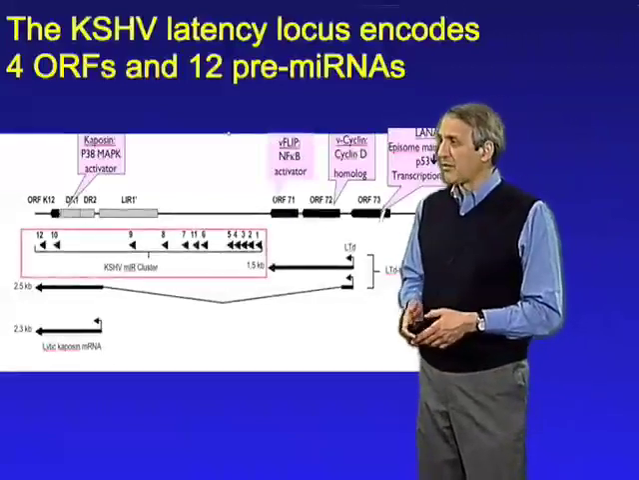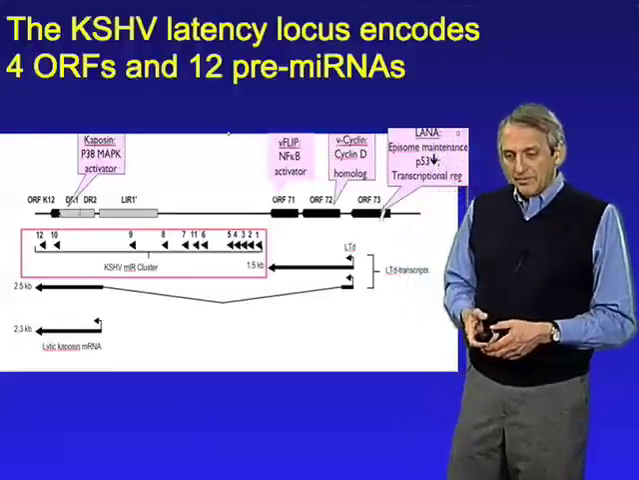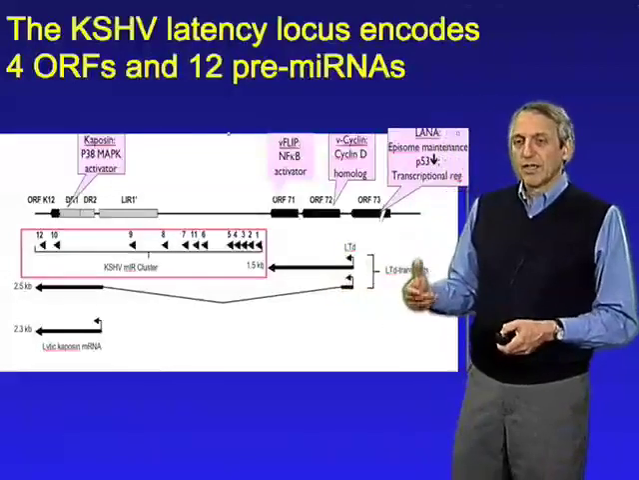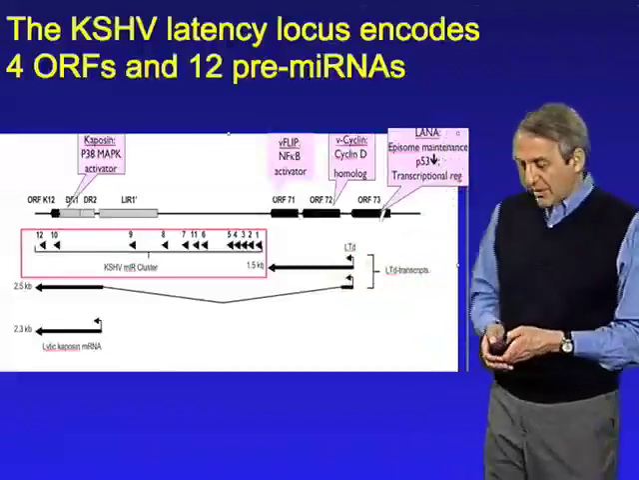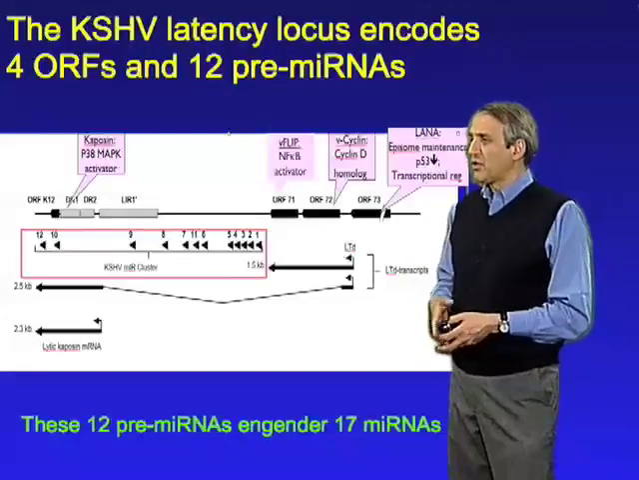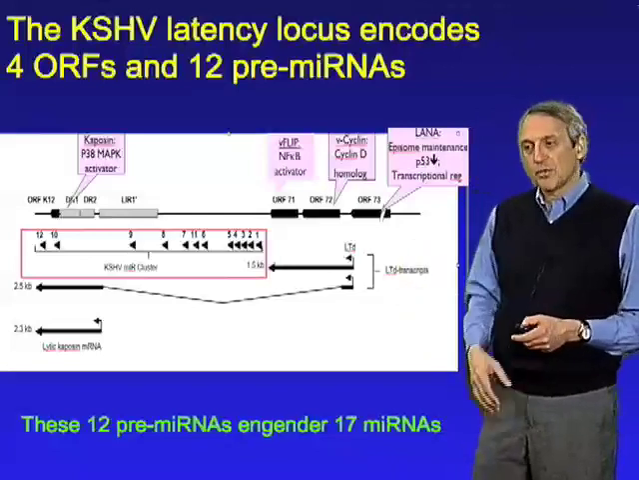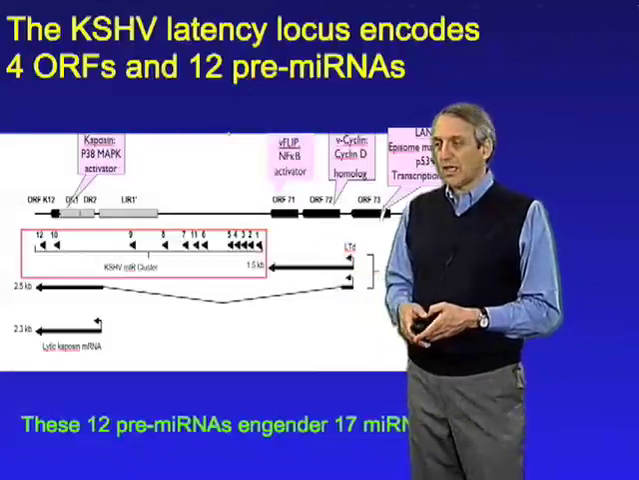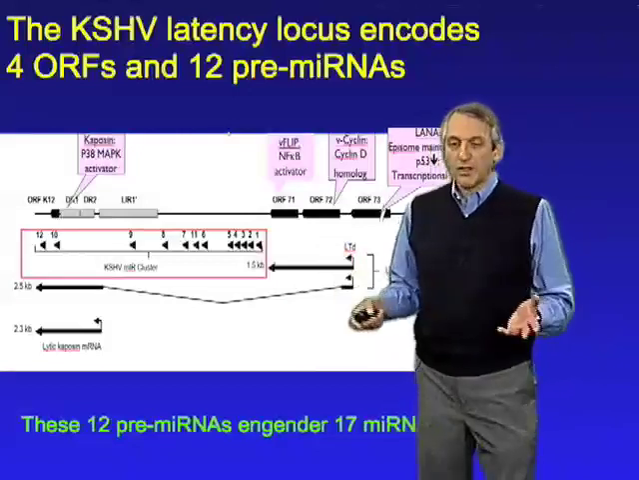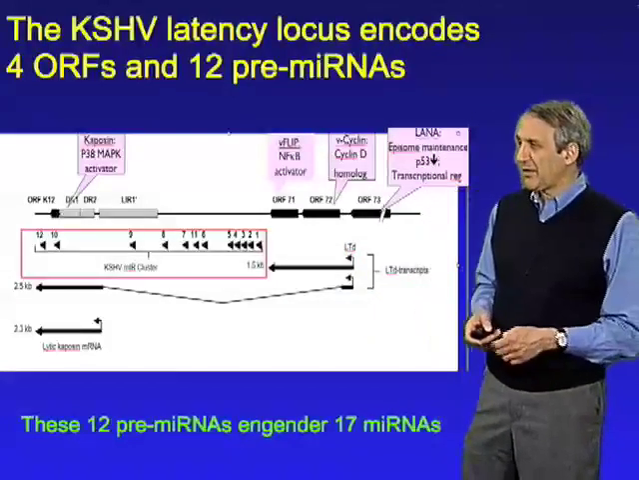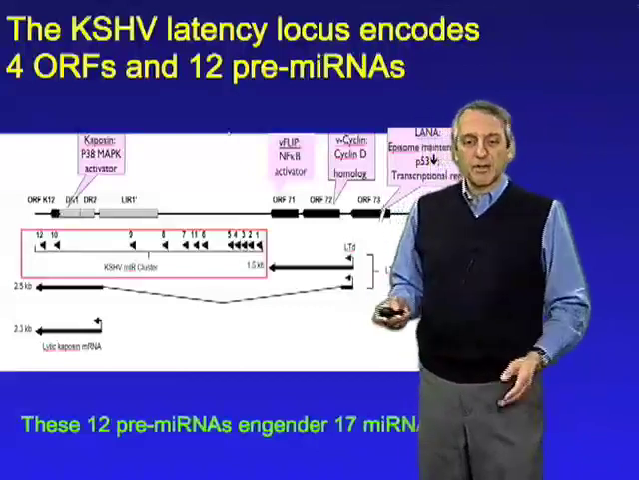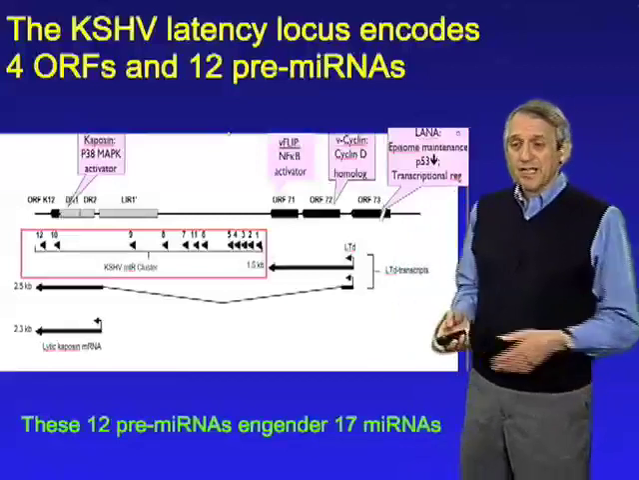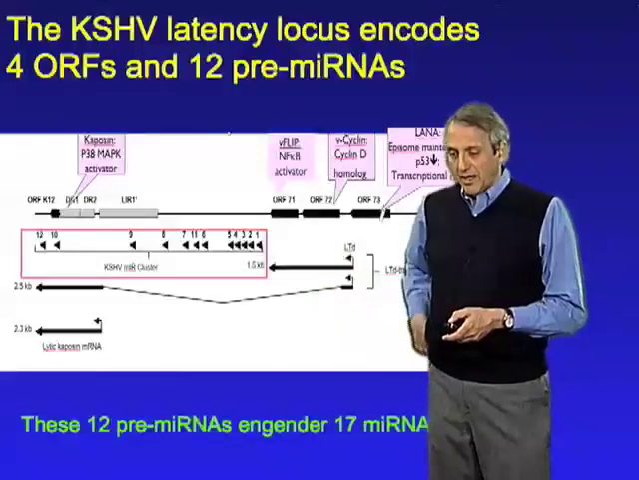A more recent discovery is that the latency program also includes a dozen pre-miRNAs that are processed to engender 17 mature microRNAs. These are all products of a latent transcription unit. 10 of the 12 pre-miRNAs are found in the intron of that unit. I won't have more to say about these microRNAs in today's talk. They're a subject, as you might imagine, of very active investigation in our lab and others.